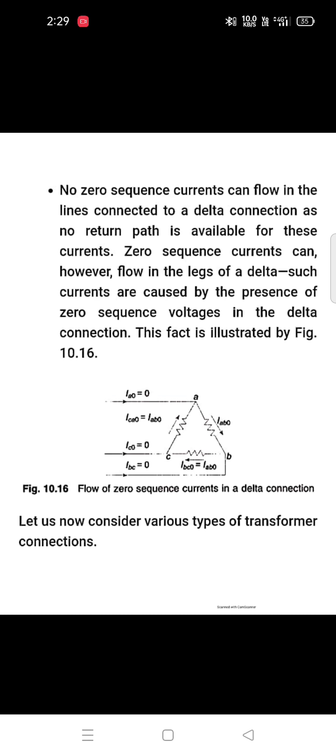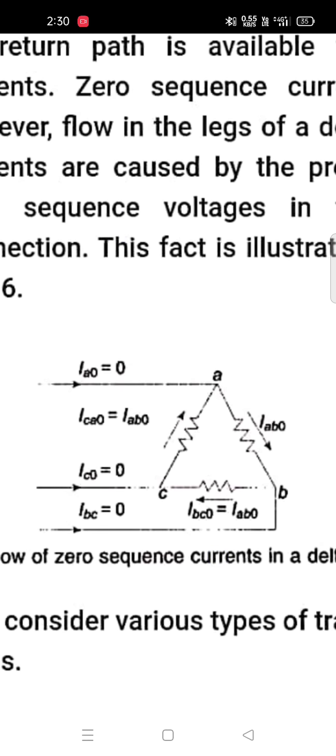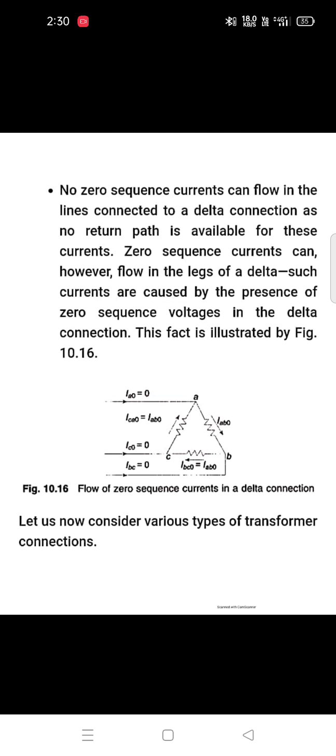And the third one is, no zero sequence currents can flow in lines connected to a delta connection, as no return path is available for these currents. Zero sequence currents can however flow in the legs of a delta. Such currents are caused by the presence of zero sequence voltages in the delta connection. So, here you can say zero sequence current will only flow if there is a presence of zero sequence voltage in a delta type transformer.